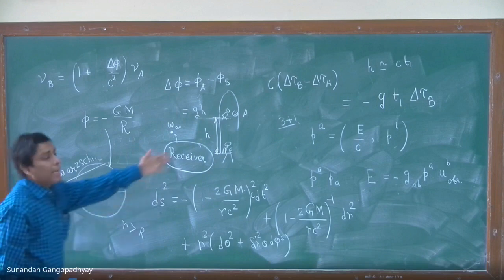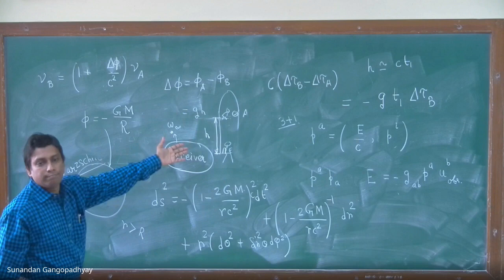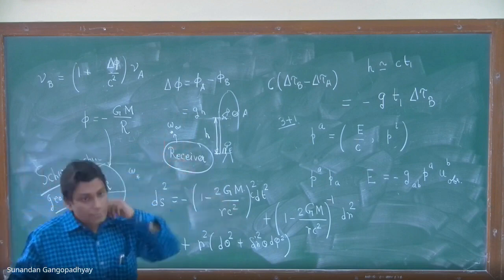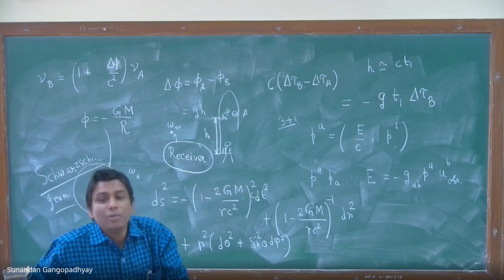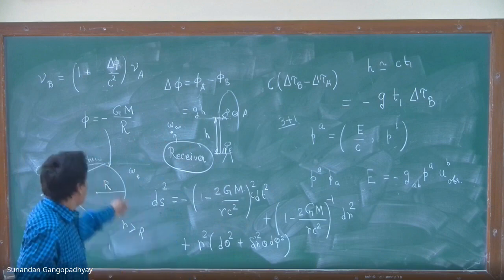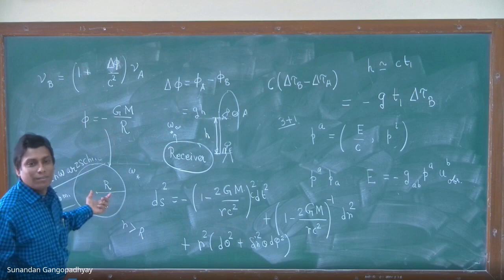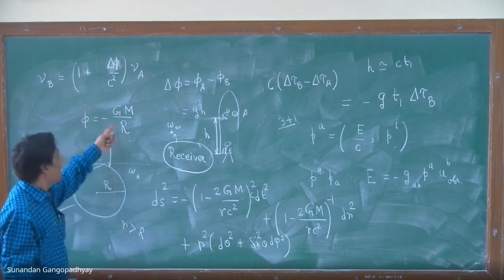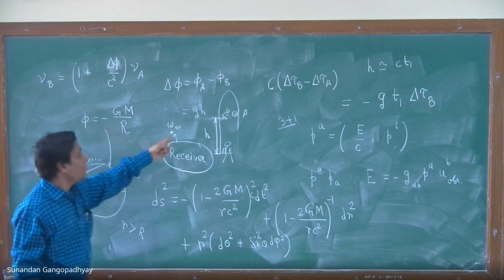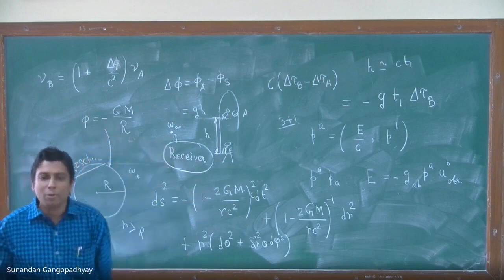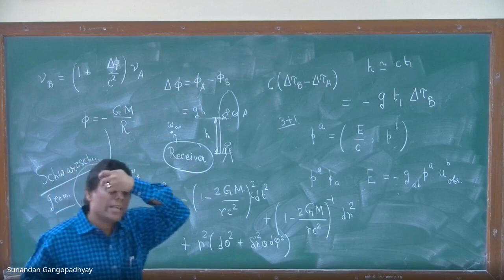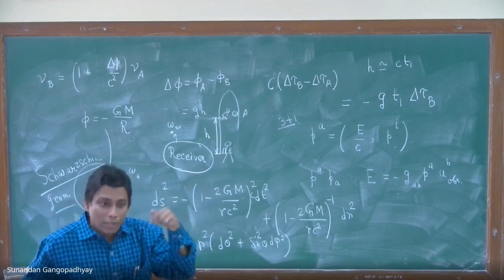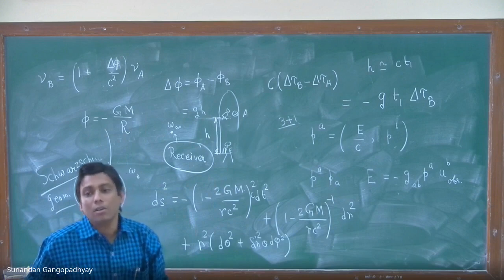So who is at a higher potential? Basically, the surface of the star? No. The guy who is at infinity. Because the star's system is a bound state, no? It's a bound system. The potential is negative, minus GM by r, and at infinity this is zero potential. So he is at a higher potential. What do you expect? The higher potential guy will see the clock of the lower potential guy run slow.